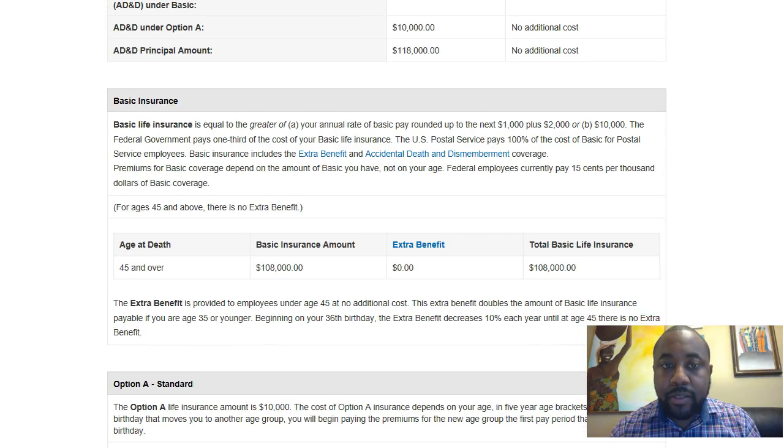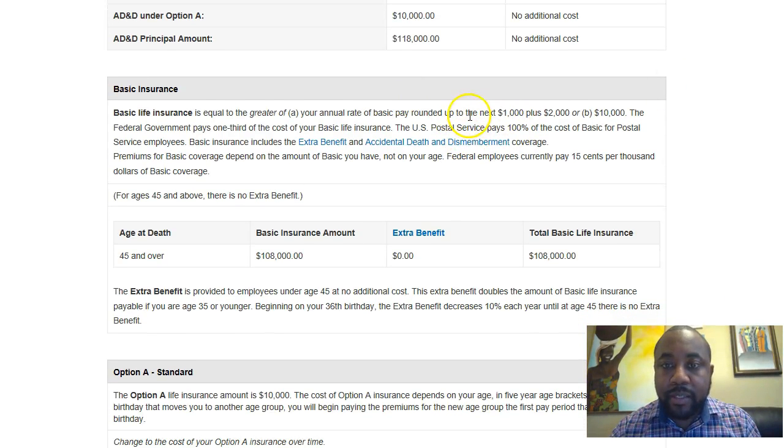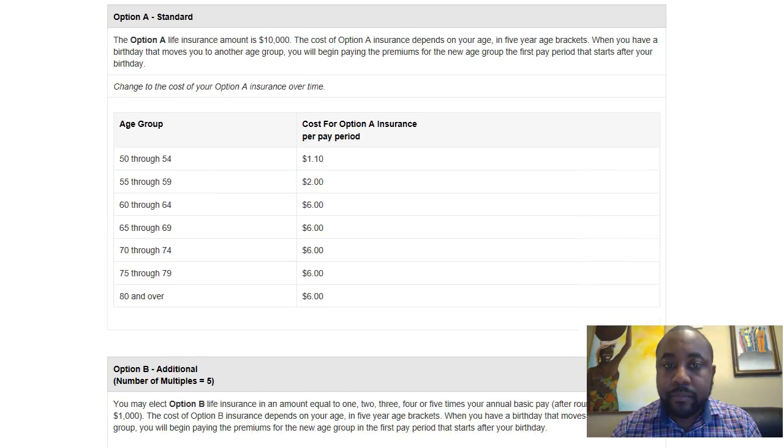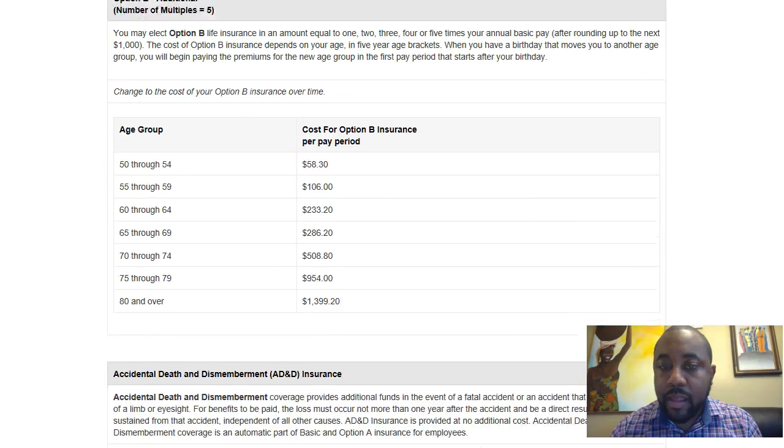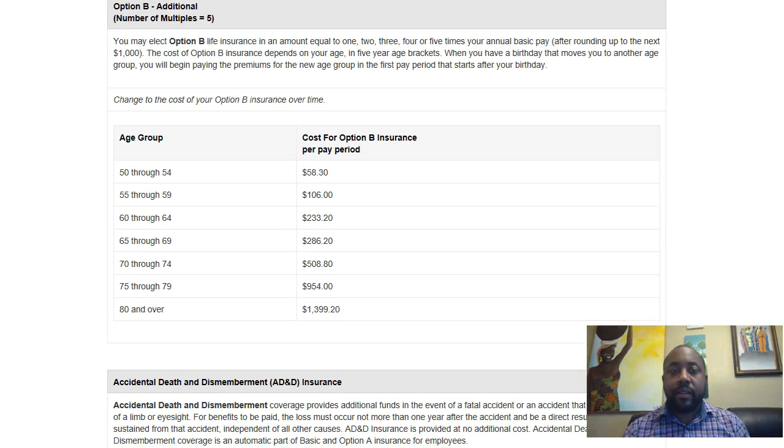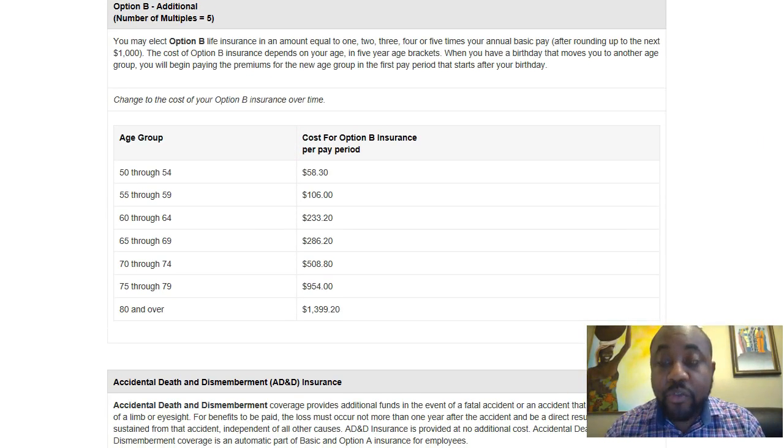and all this is just a breakdown of the basic. The basic, again, like I just told you guys, rounded up to the nearest 1,000 plus 2,000. Okay. Option A, 10,000. Now, option B is where it gets tricky.